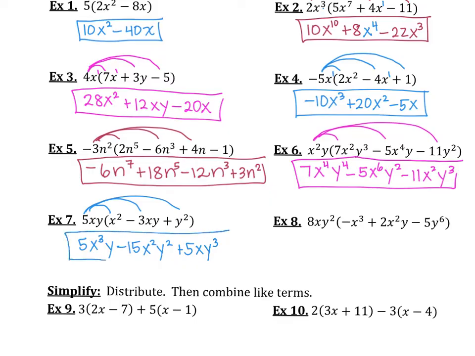And these are all different terms because they all have x, y's, but they all have different exponents. This is x to the third y. This is x to the second y to the second. So they don't match. Okay, example 8, I'm just kind of throwing everything at you to see if you can do it.